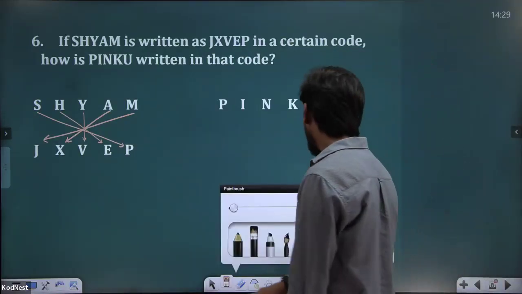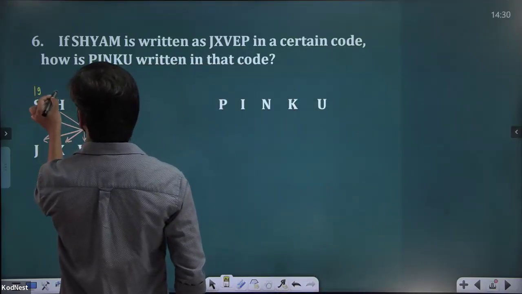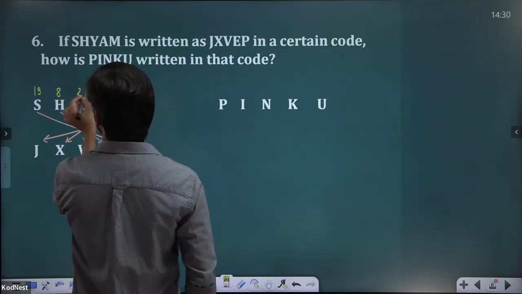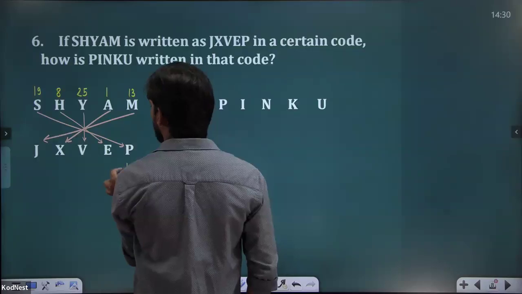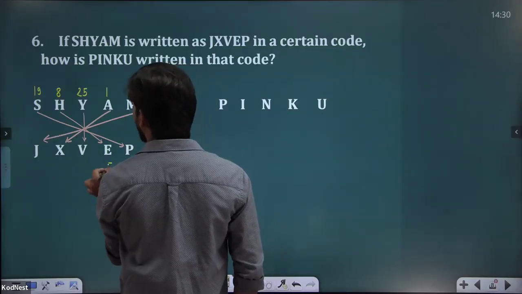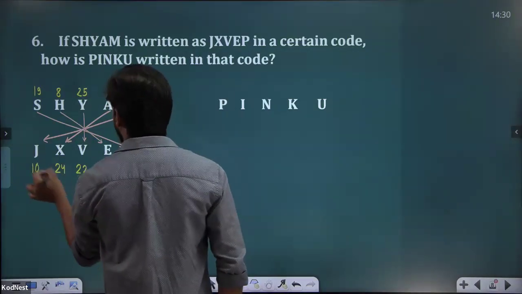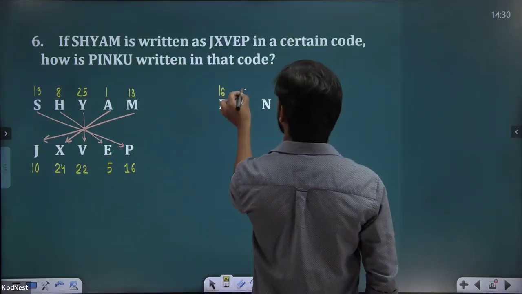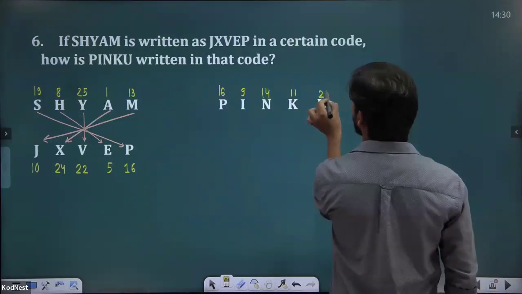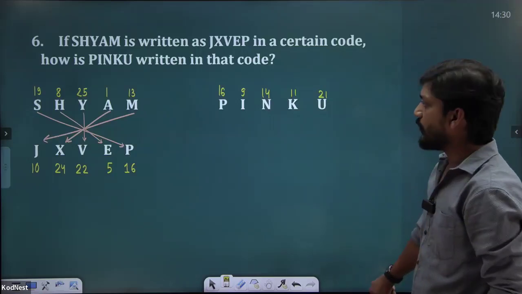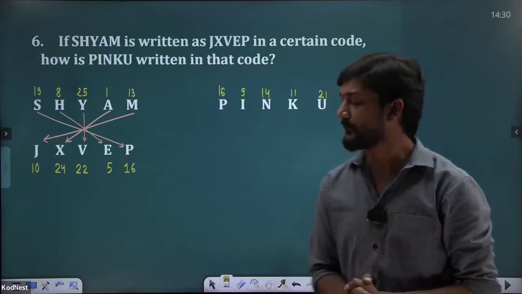I am for the first time writing the place values. So S, Samsung 19, H, height 8, Y, year 25, A 1, middle 13. This is P, pixel 16, E 5, Vivo V22. 2 lines 4 direction, jersey number 10. 6, 9, 14, Kelvin, University 21. All right. Now, once you have written the place values, it will be easy for you to observe.